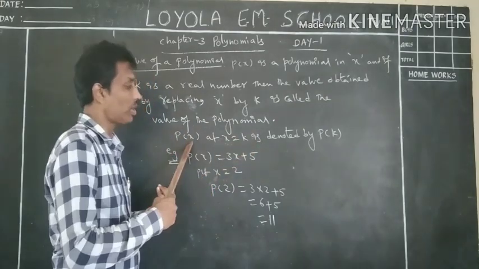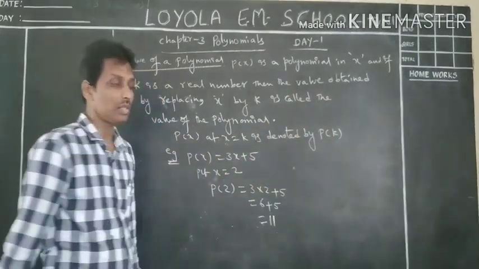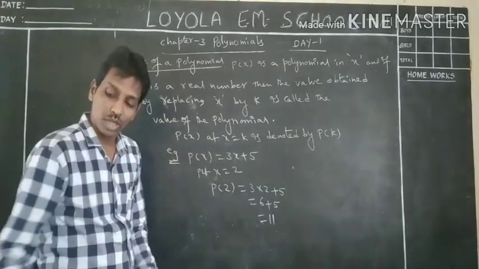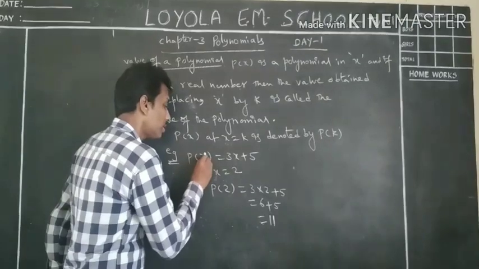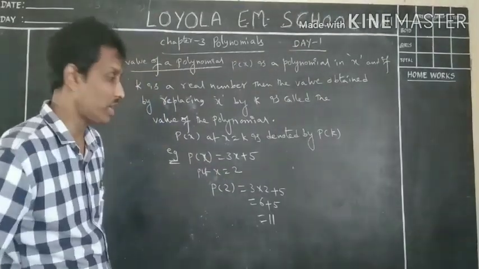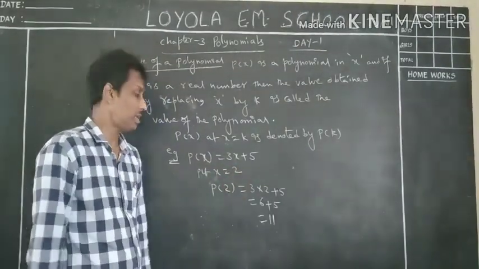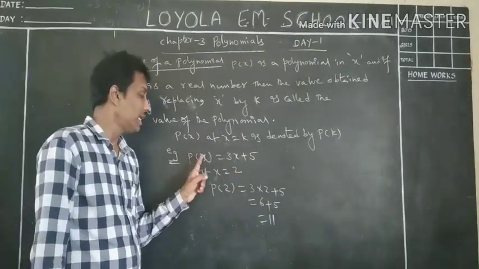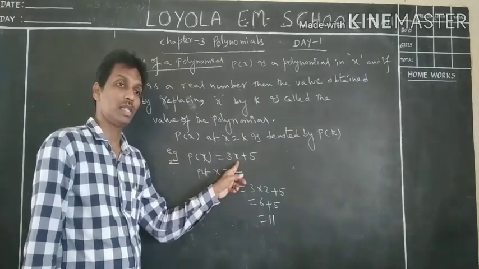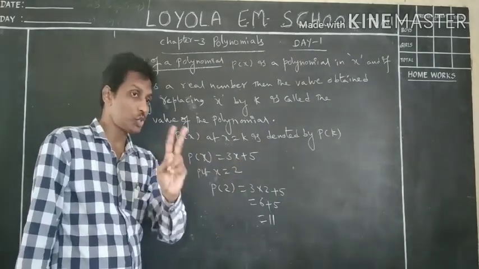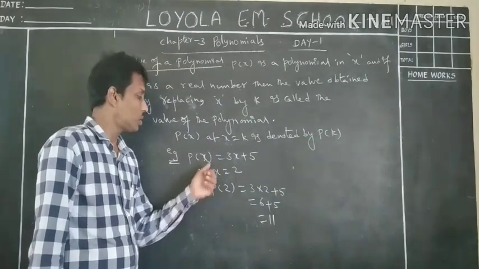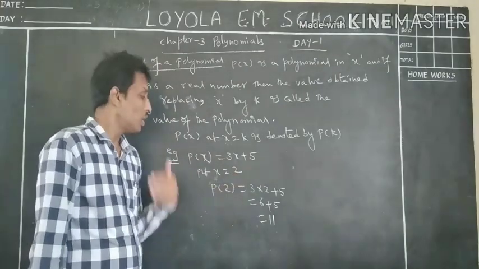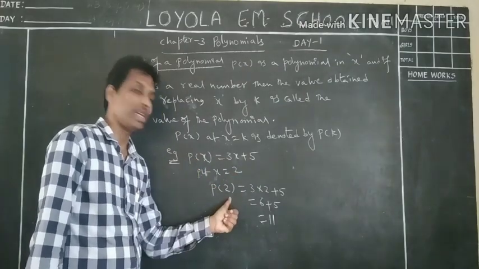Now the entire polynomial changes as p of k. Here one example is given, you see, p of x is equal to 3x plus 5 is a polynomial. By substituting x is equal to 2, means here x variable is there, here x variable is there. Totally here and here, 2 times x variable is present. So instead of here and here, we substitute x is equal to 2. Now this p of x changes as p of 2.